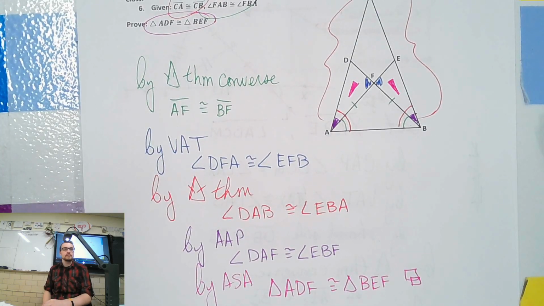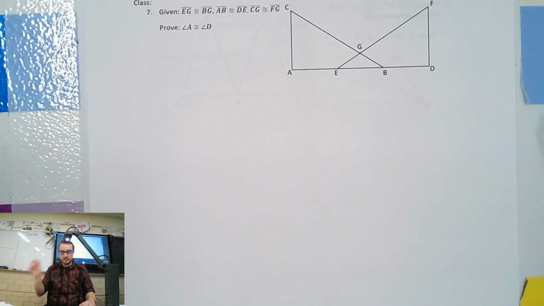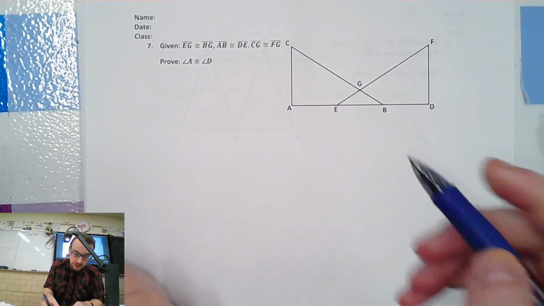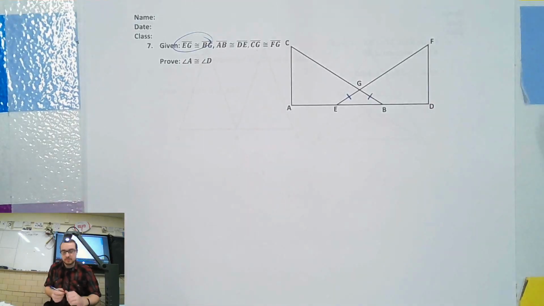That's 6. Red. 7. All right. EG, BG. That's these guys.